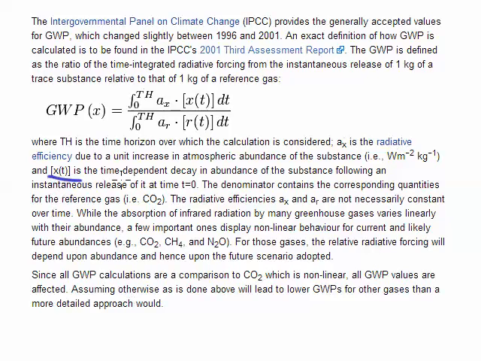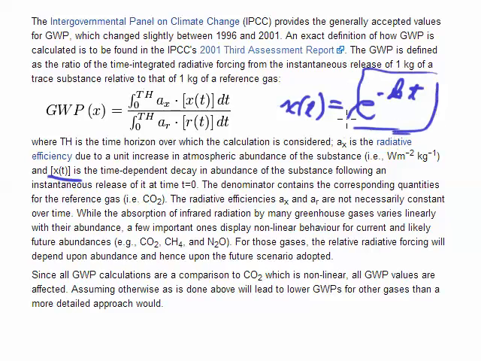Let's see, x of t is the time-dependent decay in abundance of the substance following an instantaneous release of it at time t equals 0. So what does that mean? x of t is a factor, something like maybe e to the negative kt or something like that. That would make an exponentially decreasing thing.